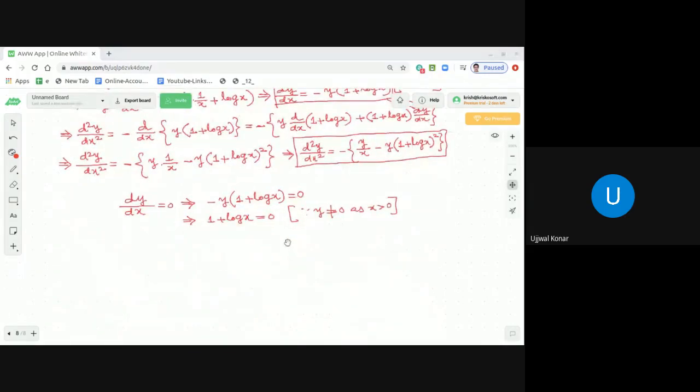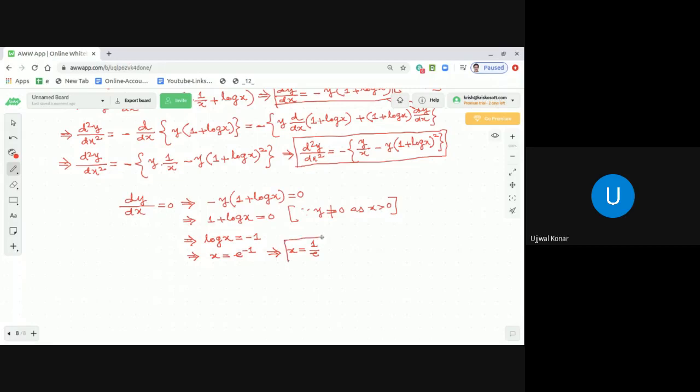So 1 plus log x equal to 0. 1 plus log x equal to 0 means what, dear students? That means log x equal to minus 1. From here what you can say? x is equal to e power minus 1. That implies what we get? The value of x is equal to 1 by e.